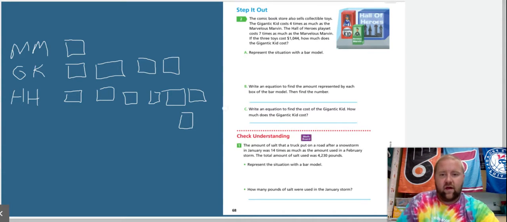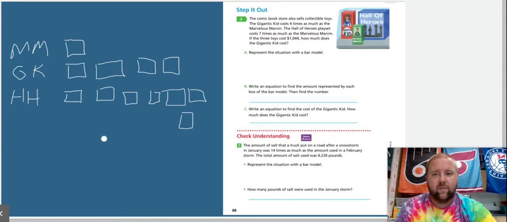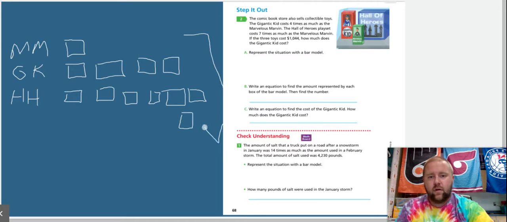And again, it's not the prettiest looking bar model. Sorry, I'm not the most brilliant artist you've ever seen. But that is what your bar model would kind of look like, because we know that the Gigantic Kid has 4 times as much as this, and that was only 1, and that the Hall of Heroes has 7 times as much as this. And so 7 for every 1 there. We know when we add them all up, it's going to be $1,044.